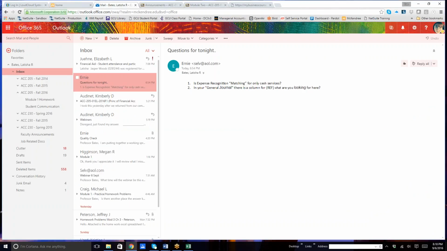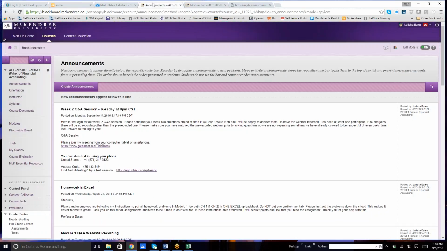And then in the general journal, the column for reference. So in a typical journal entry that you would do, you're going to have the account, the debit and the credit, and then you might have a column called memo or reference. And this is just to put a memo in there for what you're making that journal entry for. So in accounting, you want to be able to tell what each line item is for, basically.